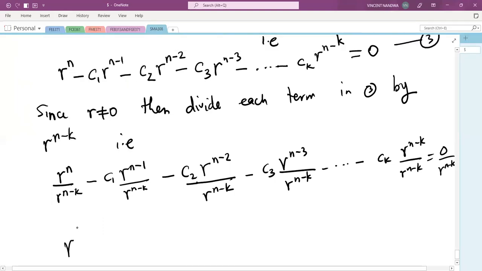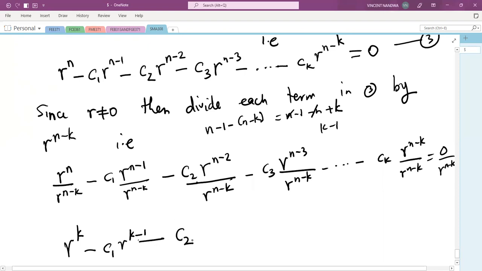So this will be r power k minus c1. And this one, the same thing, loss of indices. So it will be n minus 1 minus n minus k, which is the same as n minus 1 minus n, minus is plus. So n minus n, so minus 1 plus k is k minus 1. So this will be r^(k-1) times c2.